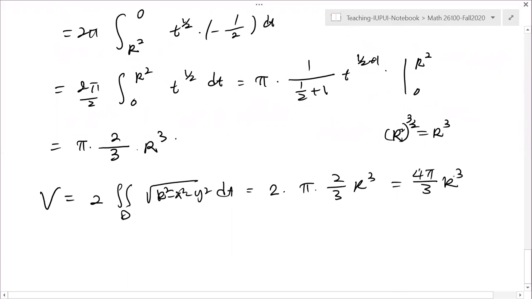So using multivariate calculus, we can find the volume. This is a good application of double integrals using spherical coordinates.